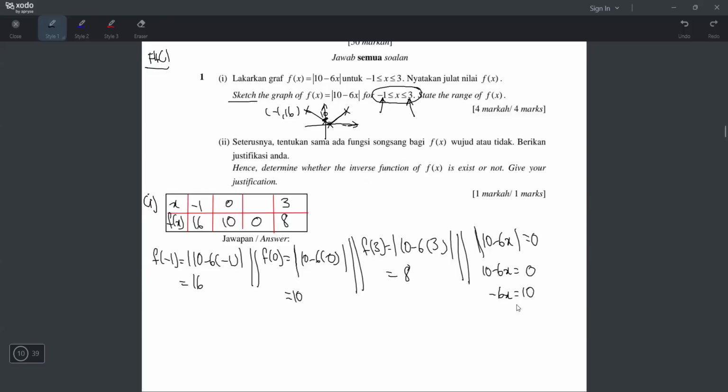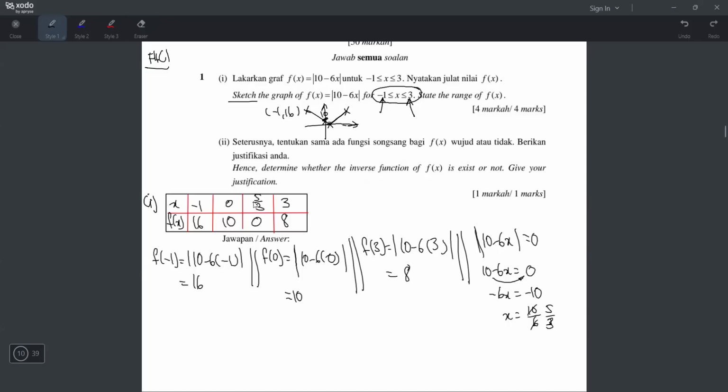So it becomes negative 6x equals 10. x equals 10 divided by negative 6, which is negative 3 over 5. Okay, so this will be my x-intercept. Wait. It's not 3 over 5. It should be 10 divided by negative 6, right? So it should be negative 5 over 3. Wait, is it negative? No, it's positive. I made a mistake here. The 10 moves over here, it should become negative 10 here, right? Sorry, I was careless here. So let me correct it. So 10 moves over and becomes negative 10. And then negative 10 divided by negative 6 is just 10 over 6. And 10 over 6 is 5 over 3. And it's positive, because you have negative over negative already. So this is 5 over 3.